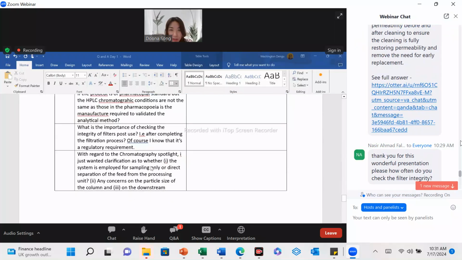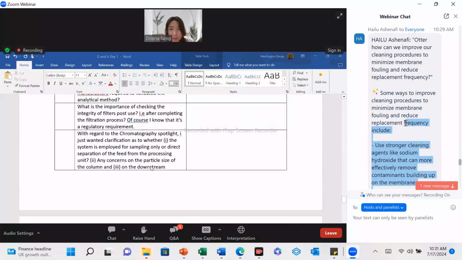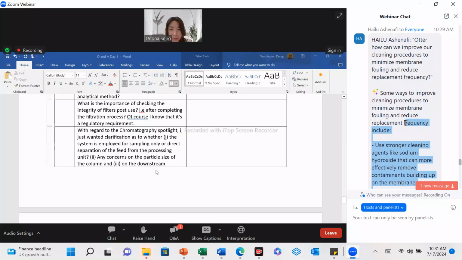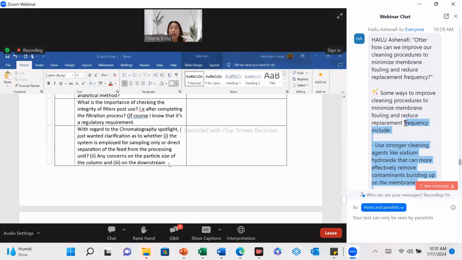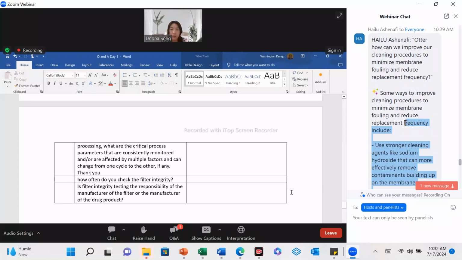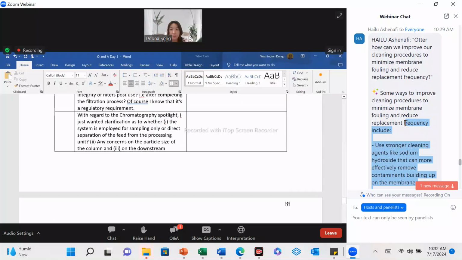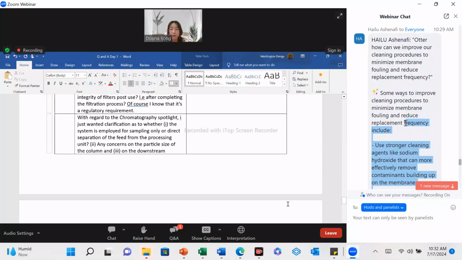What is the importance of checking the integrity test post-use? After completing the filtration process, of course, I know that it's a regular requirement. If the test fails after processing, that means we can't be sure the process was in good condition. We can't be sure.